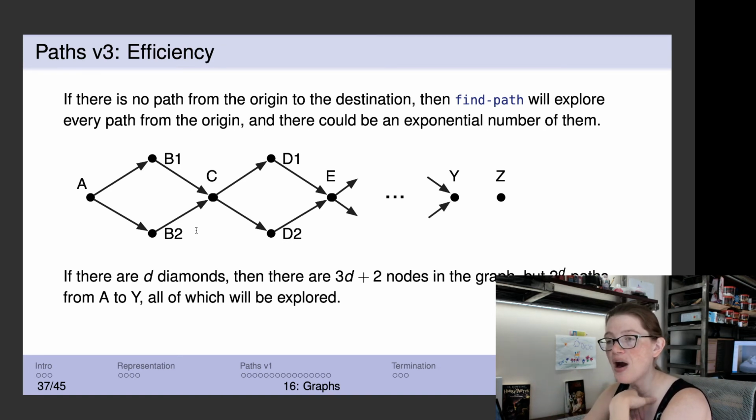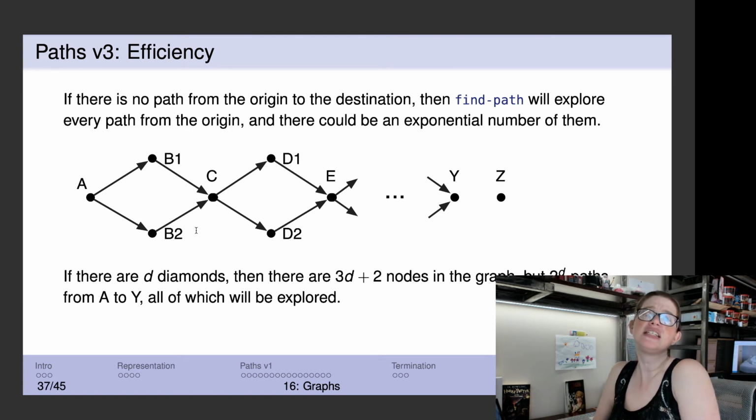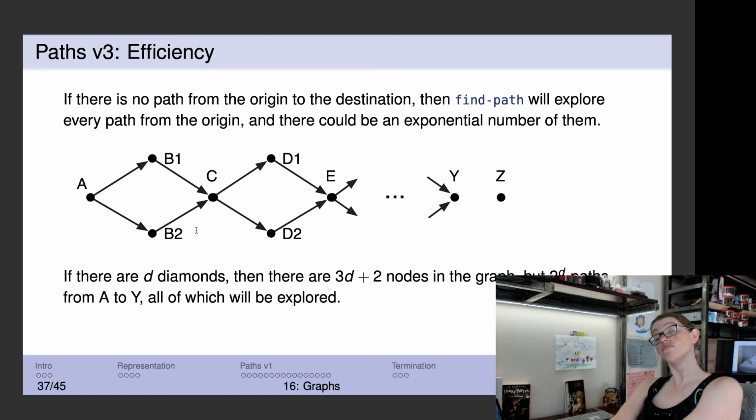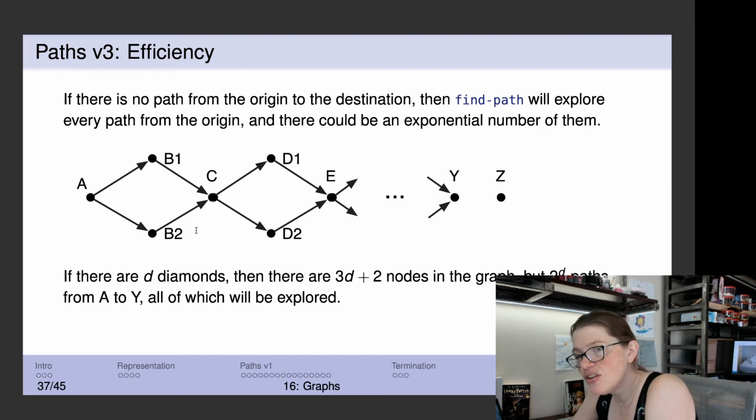So for this graph, in order to determine that there is no path from A to Z, we will actually explore all 2 to the power of D paths. Now, maybe that doesn't seem like a big deal to you. Really? So let me tell you something.